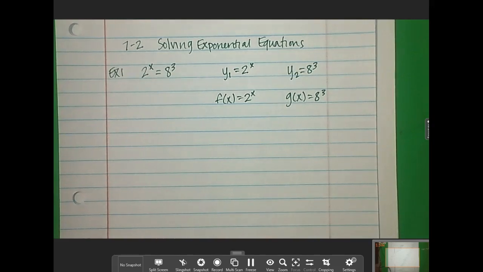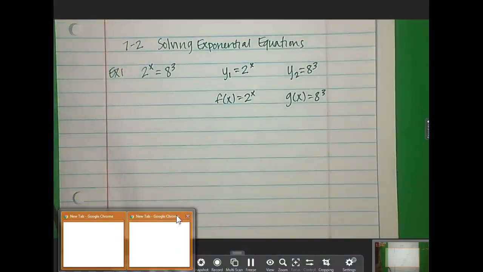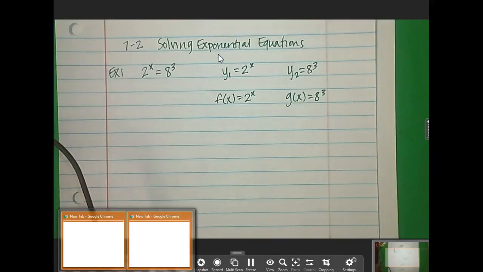Is Desmos opening for you guys? Straight line. You got it? Actually, 8 to the third is a straight line. Funny. I didn't even graph 8 to the third. You may not be able to see it. What is 8 to the third? How big is it? It's a straight line of like 512.